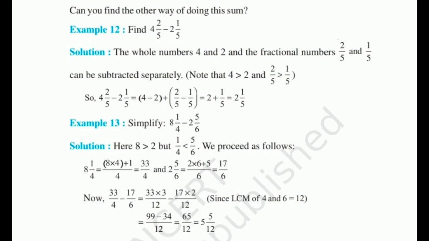And 2 upon 5 by 6 can be written as 17 by 6. Now 33 by 4 minus 17 by 6. The LCM of 4 and 6 is 12. So when we simplify that, we get 33 into 3 by 12 minus 17 into 2 by 12. 99 minus 34, which is 65 by 12. When you simplify that, you will get the mixed fraction of 5 upon 5 by 12. So this is the process to simplify the addition and subtraction of mixed fractions.